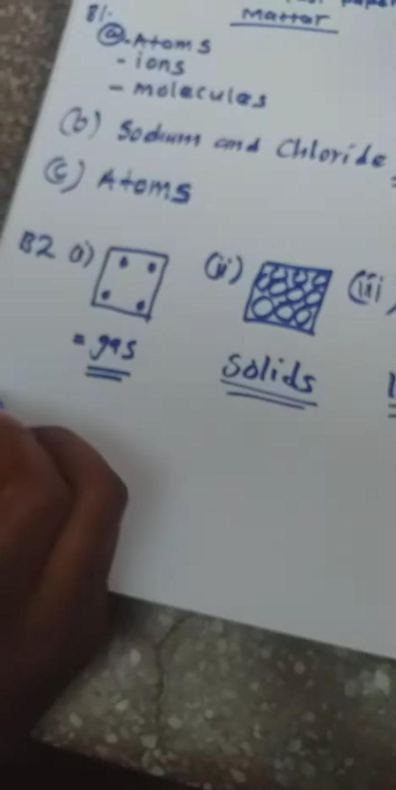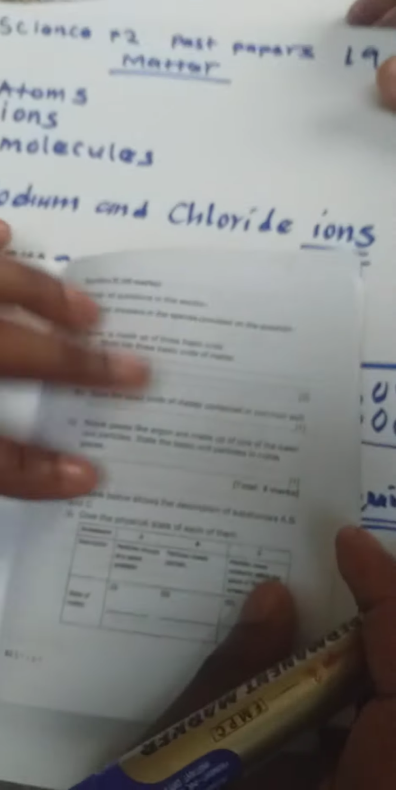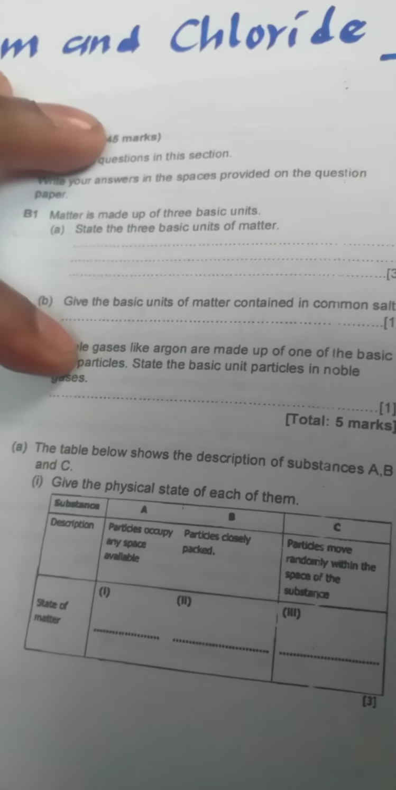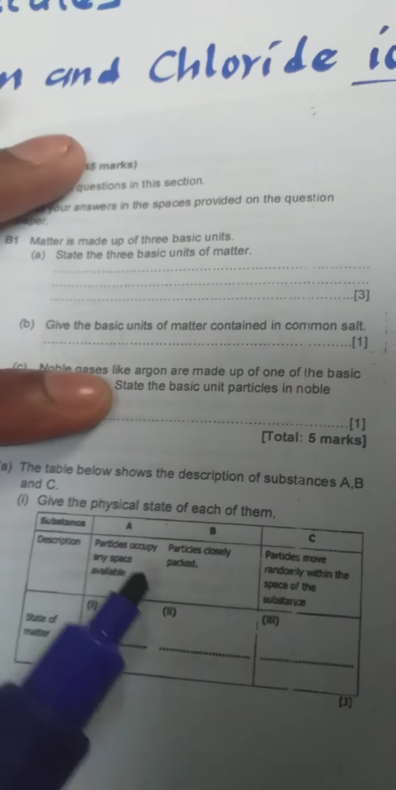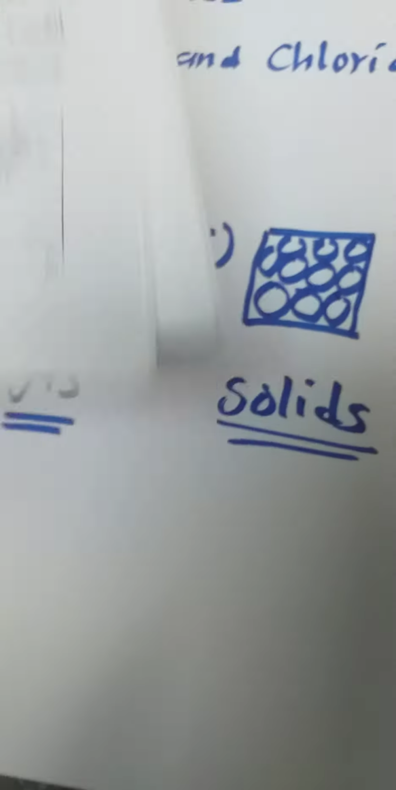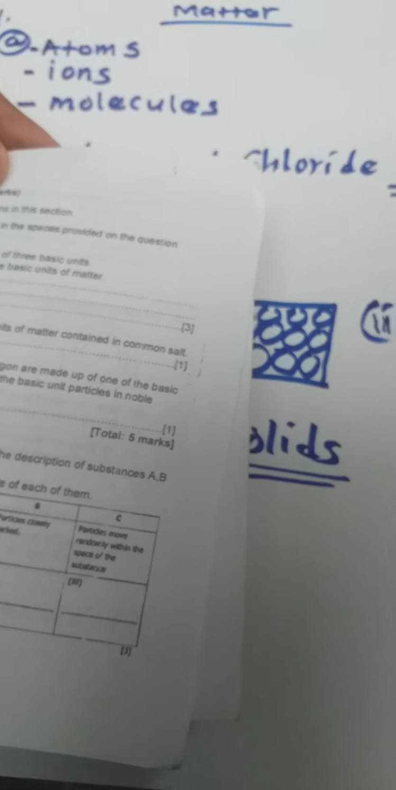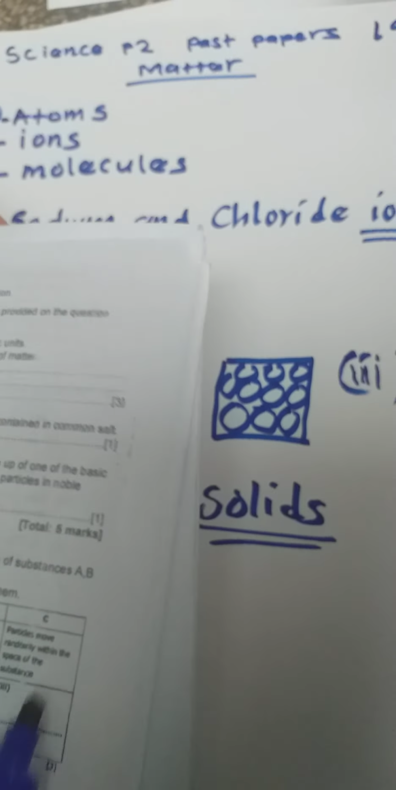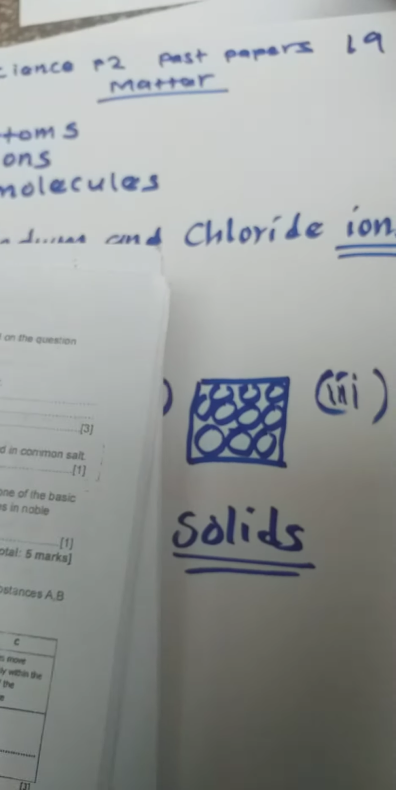So this was part 1 of B2. Then coming to part 2, the question says how can substance C attain the structure of substance A? This is our table. Substance A, remember we have said, is a gas, and then substance C is a liquid.